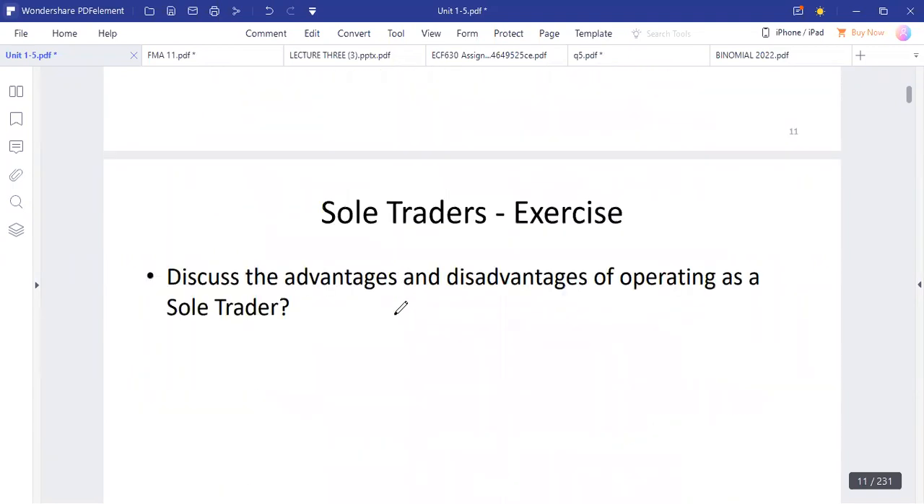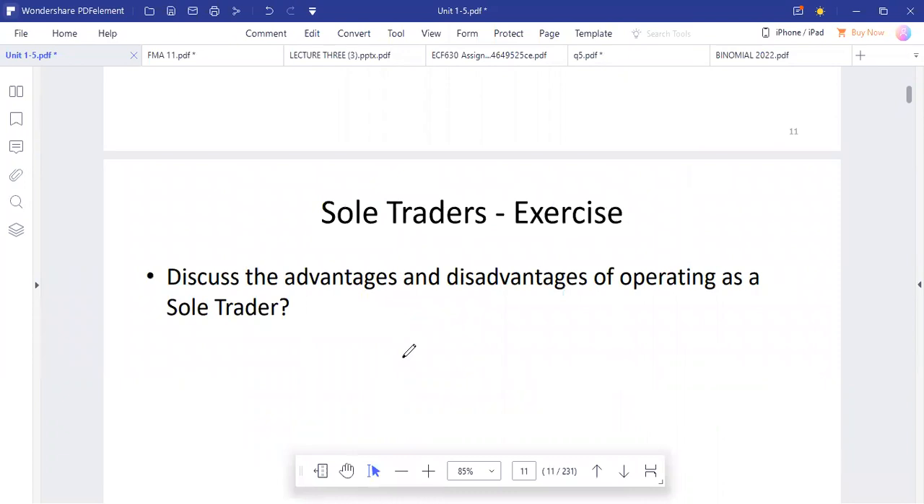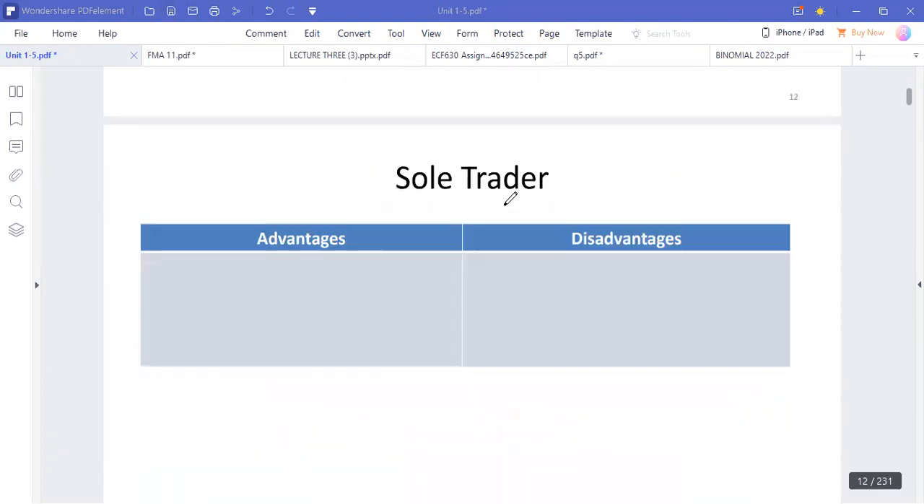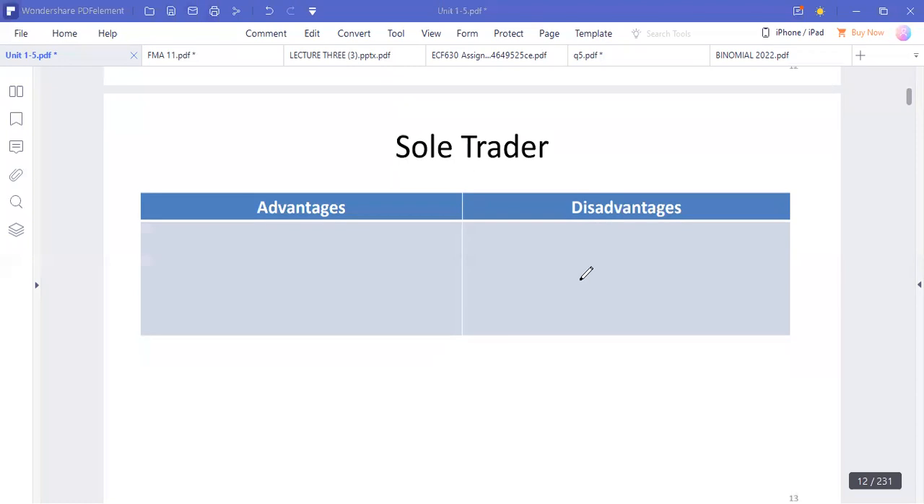The main disadvantages is that the business dies alongside with the owner. So there's no assured continuity. And also there's a limited pool of resources that the sole trader can access his or her funds from. So these are the advantages and disadvantages of a sole trader.